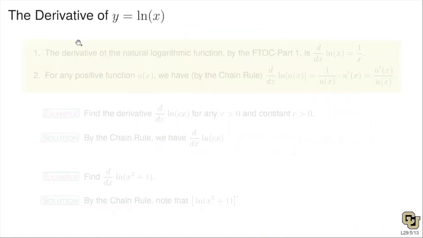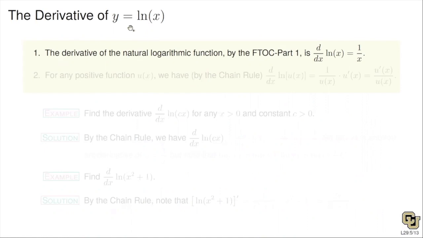So let's finally talk about the derivative here. The whole reason we defined this natural log function is so that we now can conclude by the fundamental theorem of calculus that the derivative of ln of x is 1 over x. And another way to say that is an antiderivative of 1 over x would be ln of x.